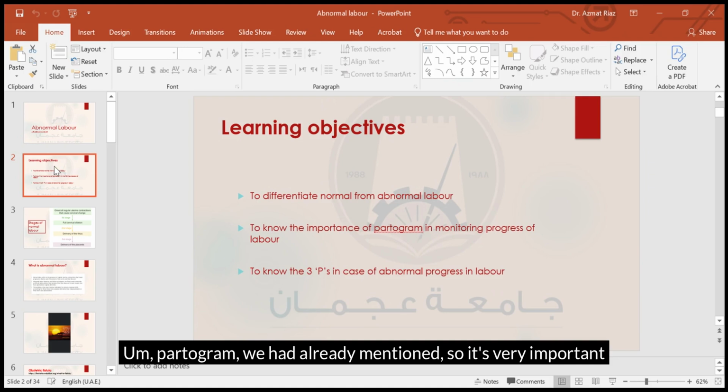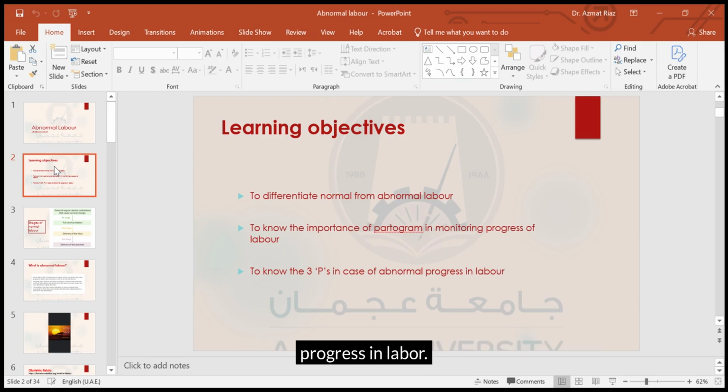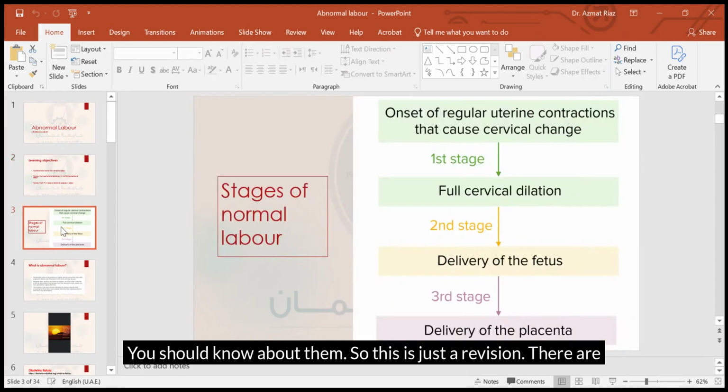Partogram, we had already mentioned. It's very important because it detects in a timely way if things are progressing normally and if a labor is turning from normal to abnormal. And then there are three P's when we talk about abnormally progressing labor. You should know about them. So this is just a revision.